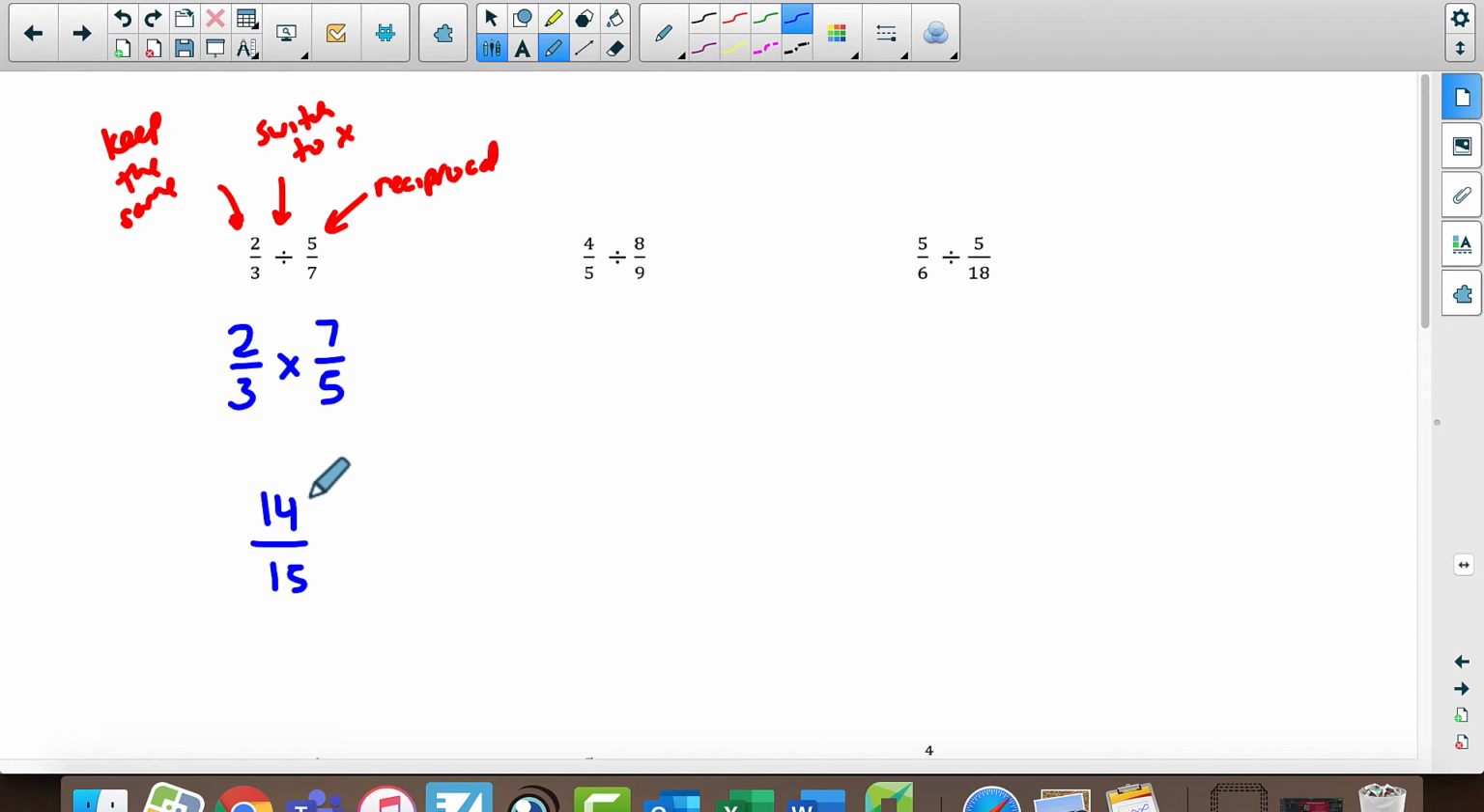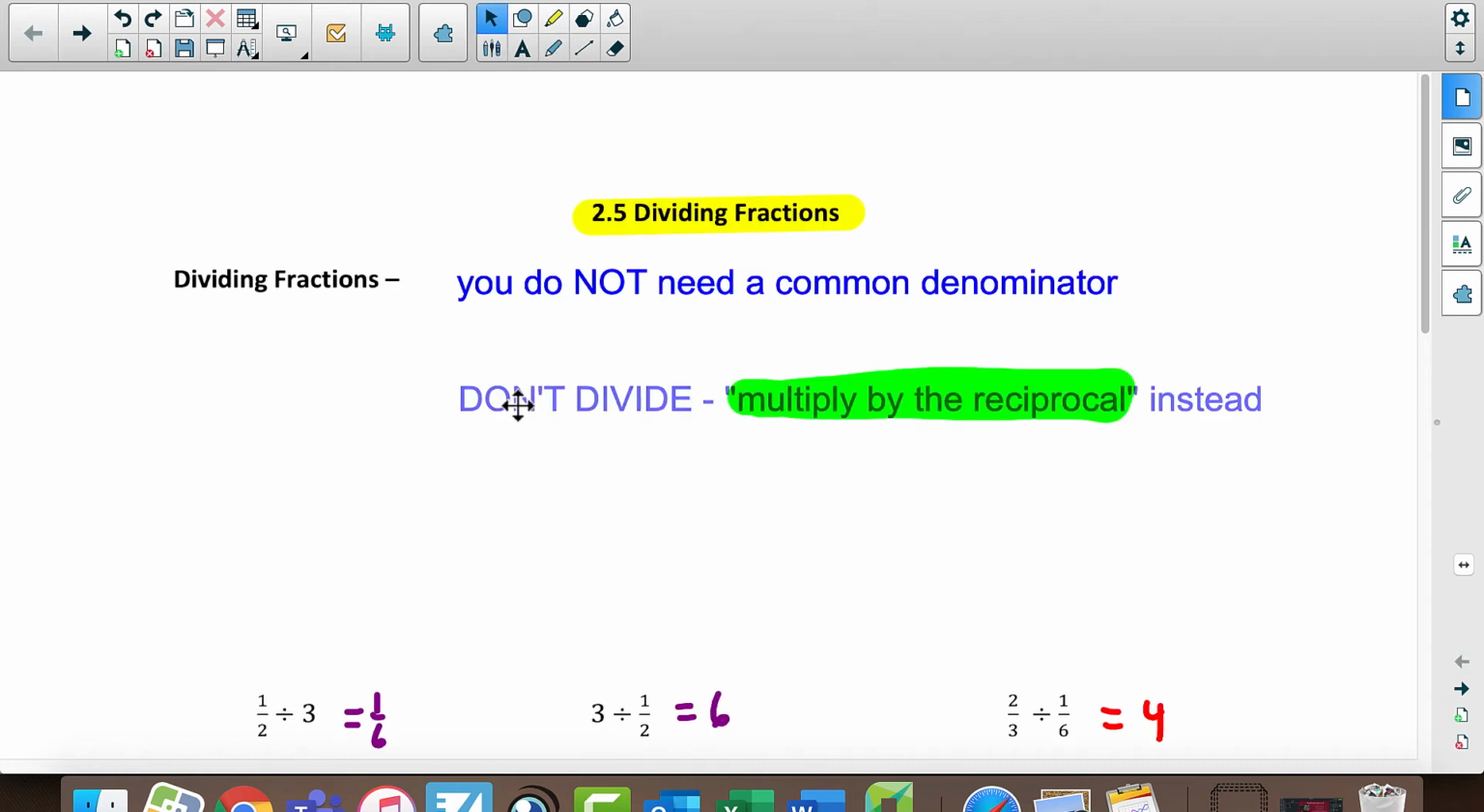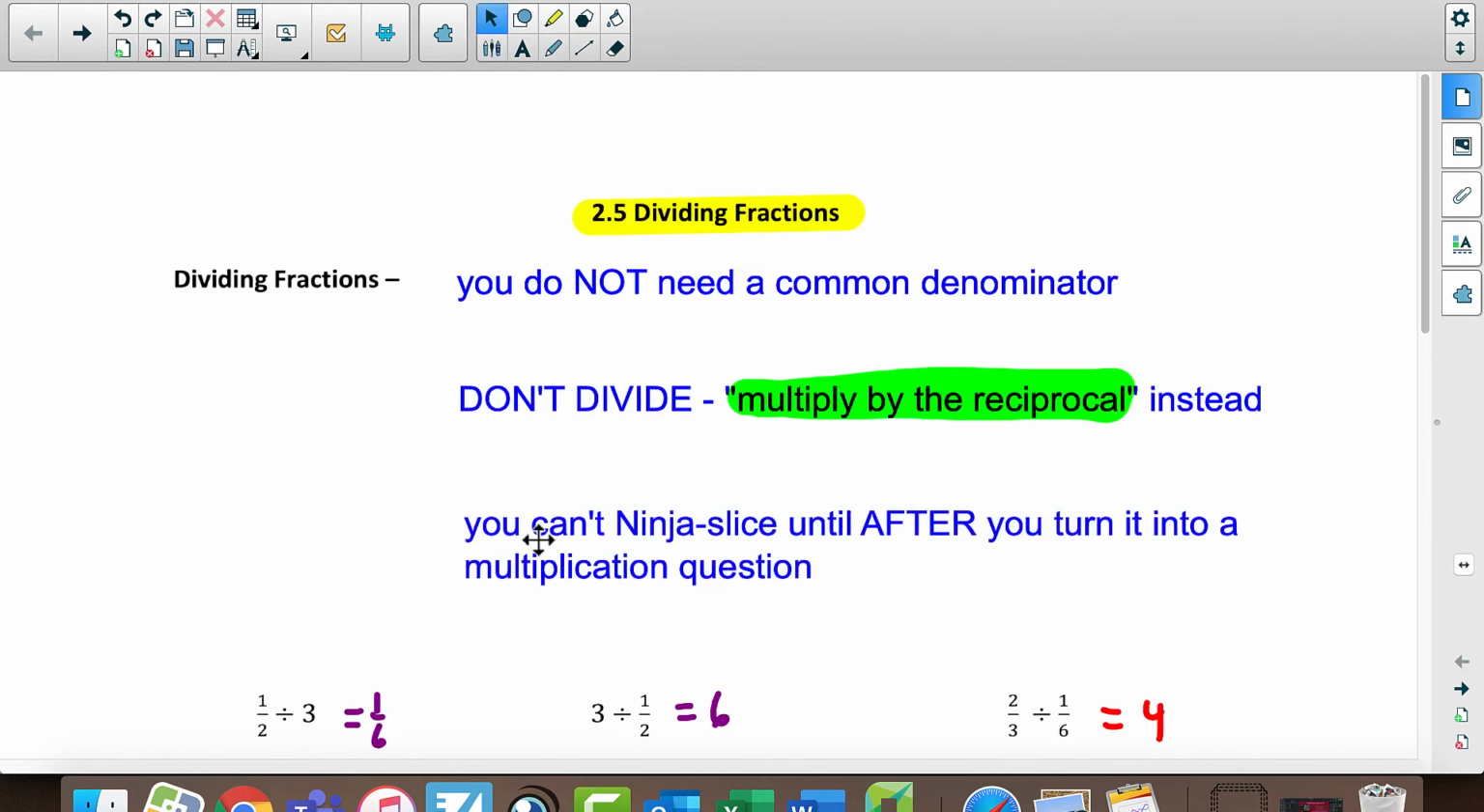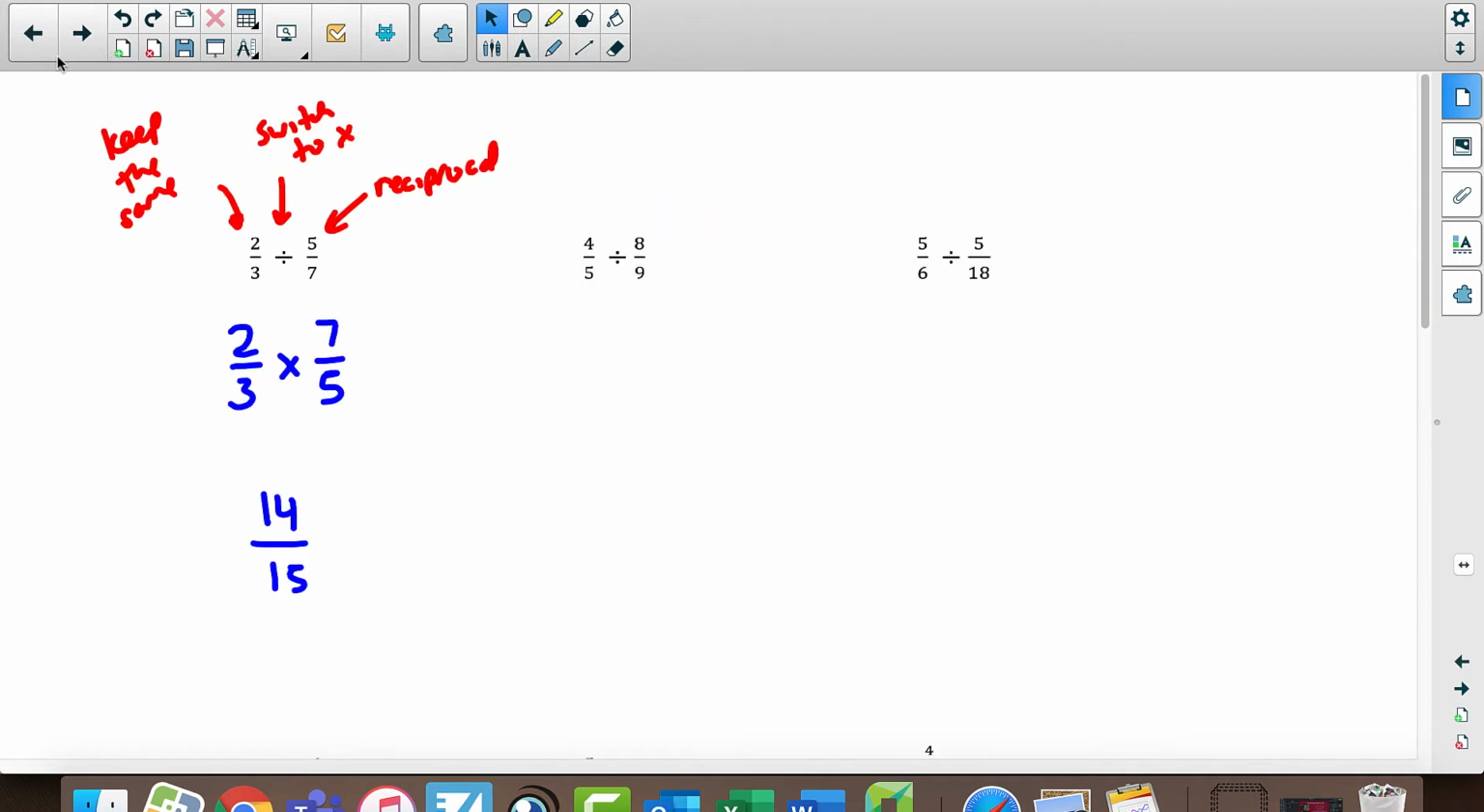And you're done. Now, what's one other thing you could have done with multiplication? You couldn't do it in this case, but you can sometimes do. Ninja slicing. So that's my last point for you here. The last point is you can't ninja slice until after you turn it into a multiplication question. So basically with a division question, yes, you can ninja slice, but not until you turn it into a multiplication question. So if you were doing something like 4 over 7 divided by 3 over 8, you could not ninja slice the 4 and the 8. You can only ninja slice when it's a multiplication question. So not until you flip it can you then look to see if you can ninja slice.